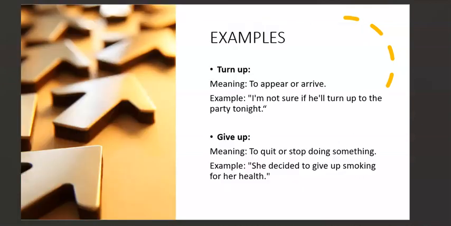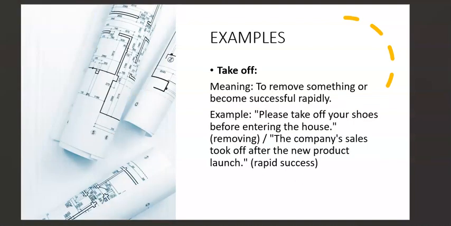So we've looked at an example here, and that is to turn up and give up. Remember the structure, there's a main verb and a particle. Let's look at another example here. Take off. Take off simply means to remove something or to become successful rapidly. Okay, so let me get this clear again. There are some phrasal verbs that have more than one meaning.